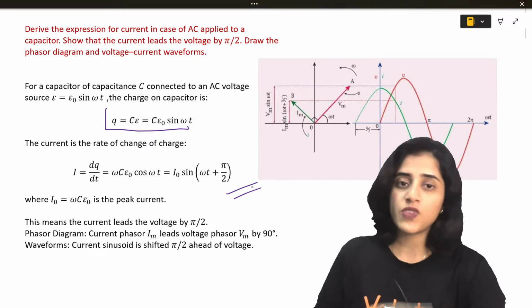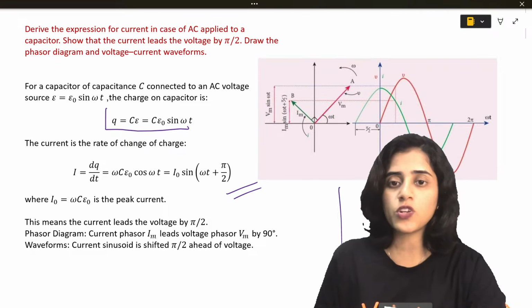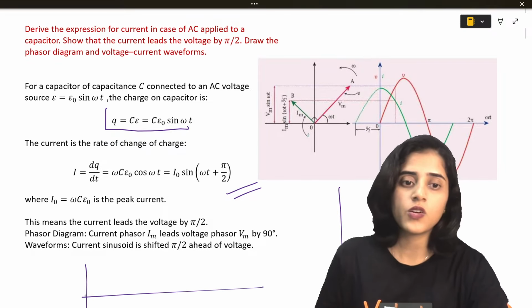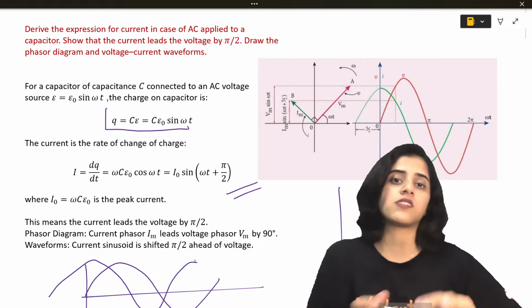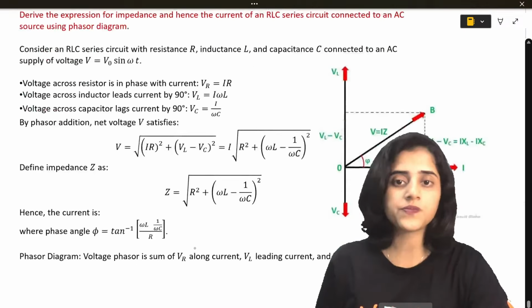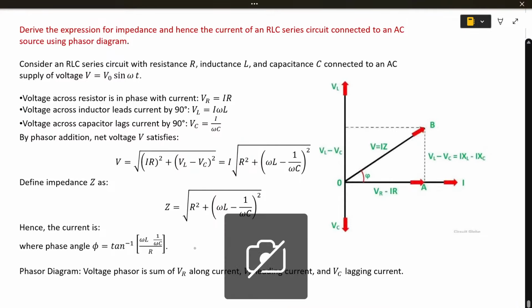Phasor diagram is also important. When you draw it, one you start from here, the other one you start from here, so there's a phase difference. Next question. I think it should disappear again.